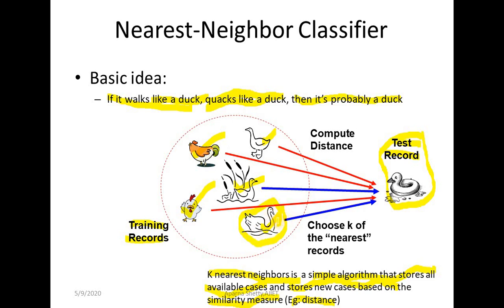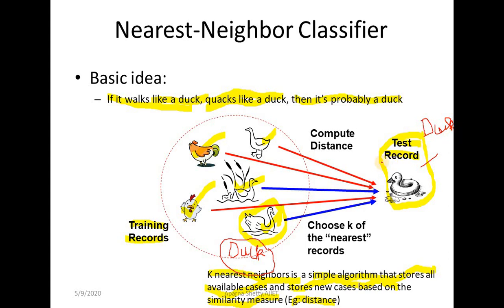Suppose this is the nearest, then it will assign the class label of this record to the test record. Suppose the class label of this record is duck. So the similarity measure is distance, and this is the closest to the test record, so you will assign the class label of this training record to the test record. That is, you will assign the class label as duck.